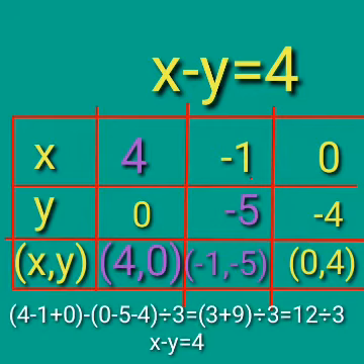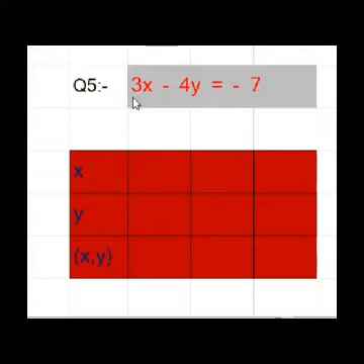4 minus minus 1 is 0 minus 3... that is, 4 minus 1, 0 is equal to 3. 0 minus 5 minus 4 is equal to minus 9. 3 minus minus, plus is 9, is equal to 12 upon 3, is equal to 4. That is correct.